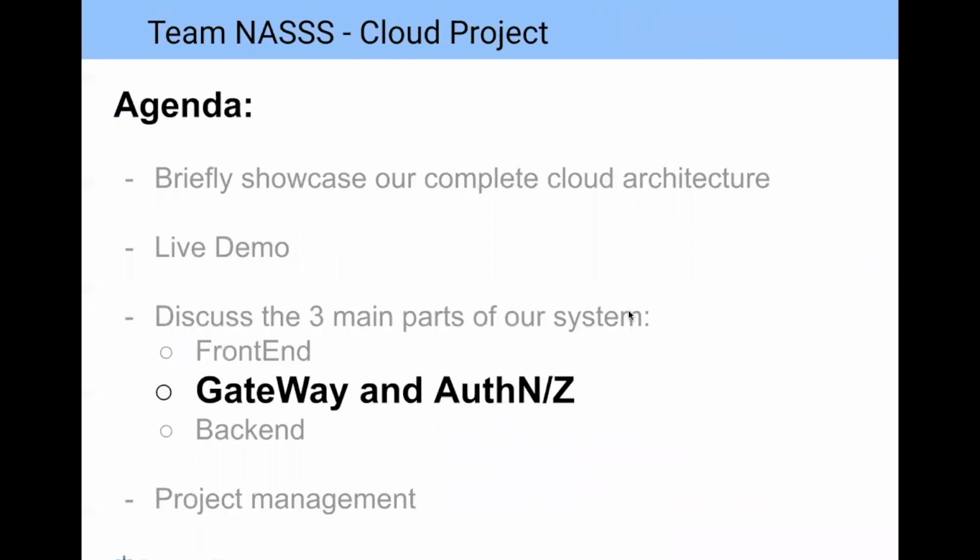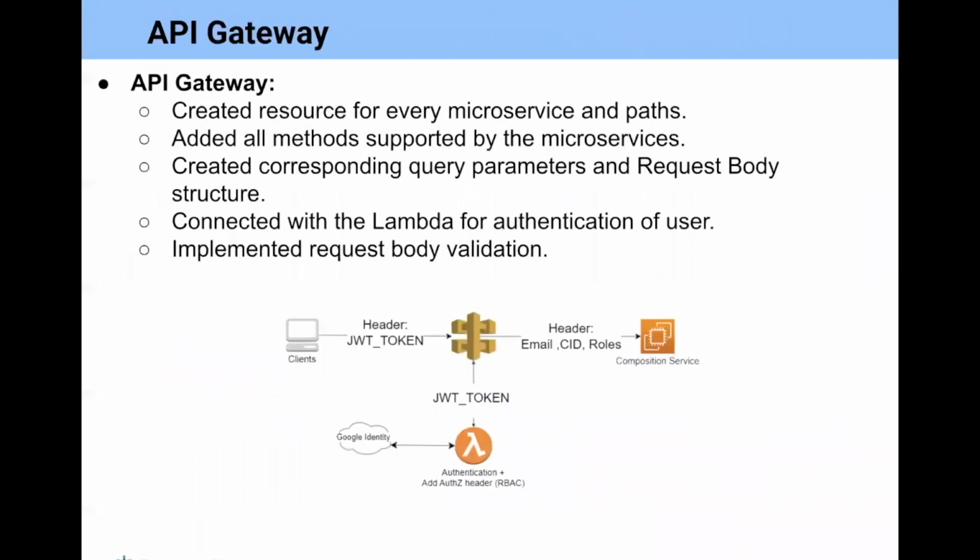Now we'll have a quick look at the gateway and a detailed look at the authorization which we have done. So our API gateway interacts with all our microservices. It also takes care of parsing the query parameters and understanding the request body structure, and connects the Lambda functions of the authorization, which does the authentication and authorization of the user through the JWT token, which is sent as a header from the clients. And once it contacts Google to figure out which user it is from the JWT token, it adds the headers of CID, which is the customer ID, the email, as well as the roles of the user, which will be used by the microservices further downstream.